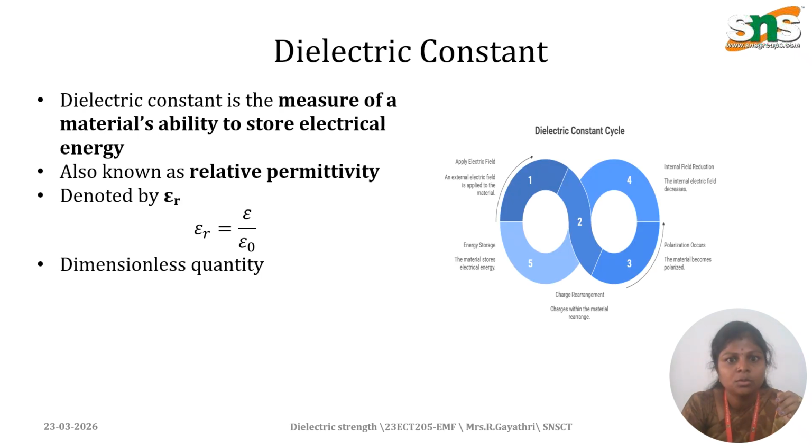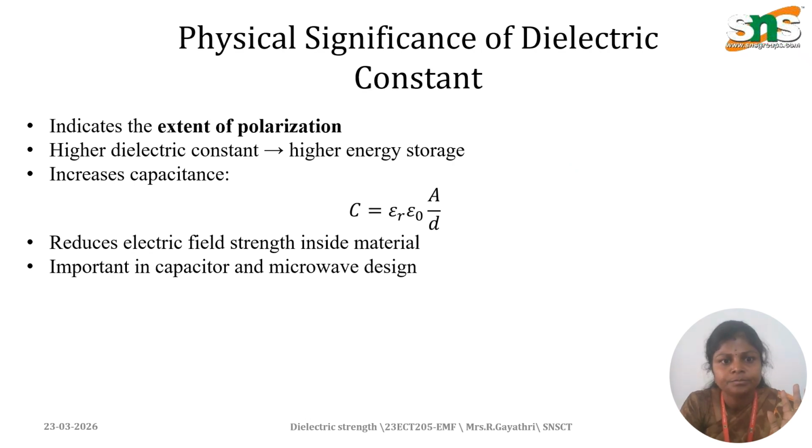Coming to the dielectric constant, it is the ability of a material to store energy. It is also known as relative permittivity and is denoted by epsilon r. Epsilon r is equal to epsilon by epsilon naught. Epsilon naught is the permittivity of free space, with a value of 8.854 times 10 power minus 12, and epsilon r is dimensionless.